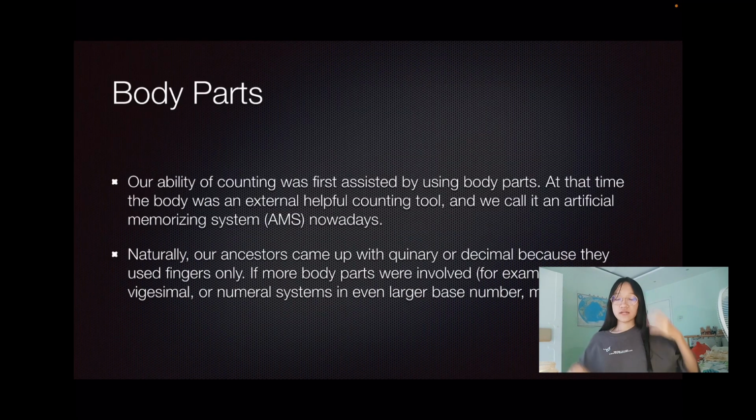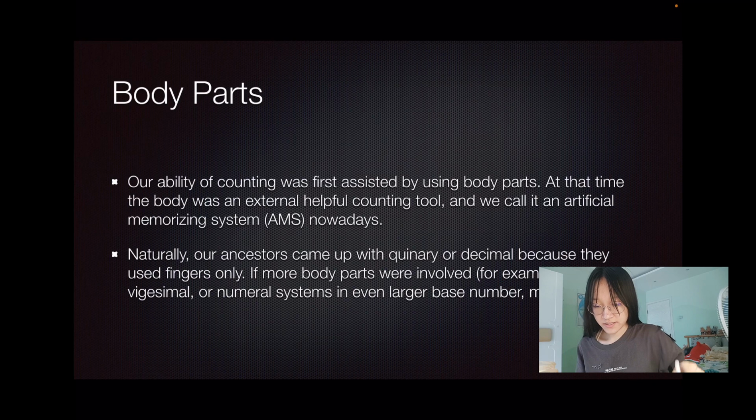The earliest stage of counting was first assisted by using body parts. At the time, the body was an external helpful counting tool, and we call it an artificial memorizing system nowadays, or in abbreviation AMS.